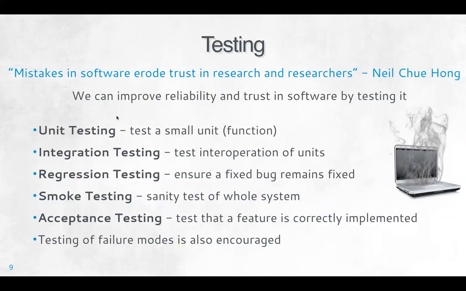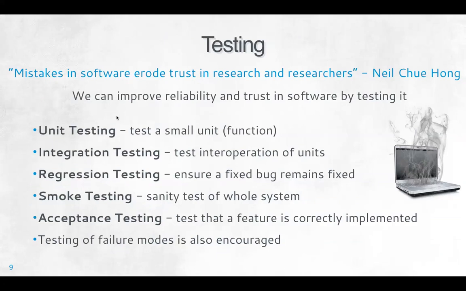Smoke testing is what I believe a lot of scientific software does almost exclusively. And that's where you're doing a sanity test of the entire system. Does it crash? Does it get the right answer? And then acceptance testing is something that is also somewhat commonly done. You test that a feature is correctly implemented. So you add a new feature, you add a test. And that is highly recommended by us too.